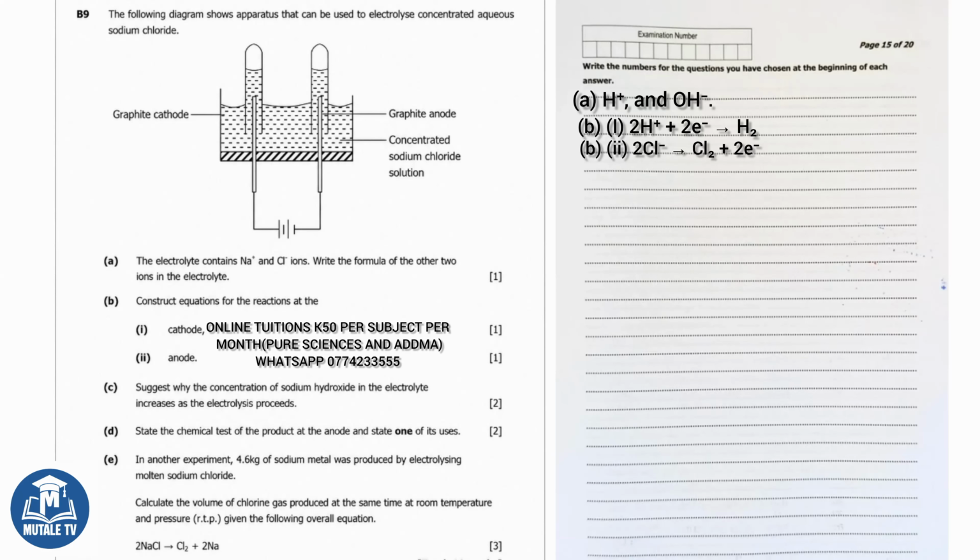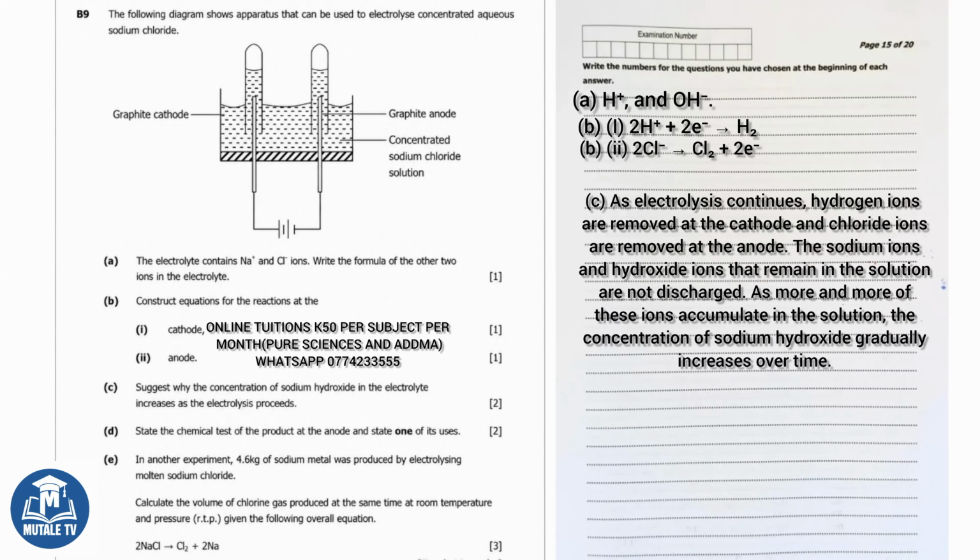Part C says, suggest why the concentration of sodium hydroxide in the electrolyte increases as the electrolysis proceeds. As electrolysis continues, hydrogen ions are removed at the cathode and chloride ions are removed at the anode. The sodium ions and hydroxide ions that remain in the solution are not discharged. As more and more of these ions accumulate in the solution, the concentration of sodium hydroxide gradually increases over time.